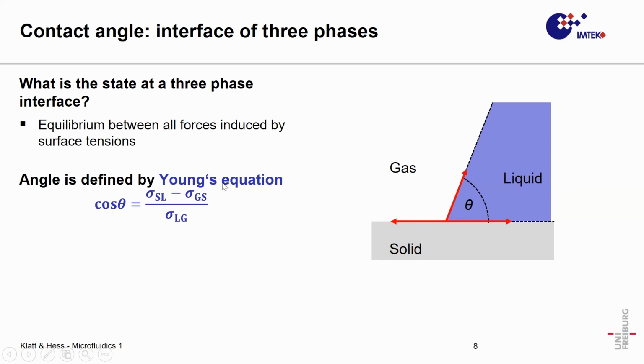If you now do the trigonometrical calculation, you will find what is described by Young's equation: cosine theta equals the surface tension of the solid-liquid interface minus the surface tension of the gas-solid interface, divided by the surface tension of the liquid-gas interface.